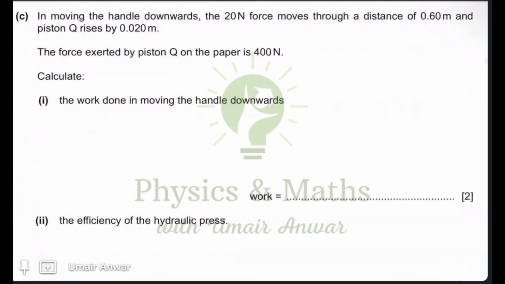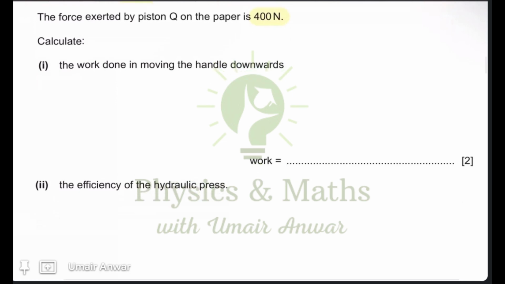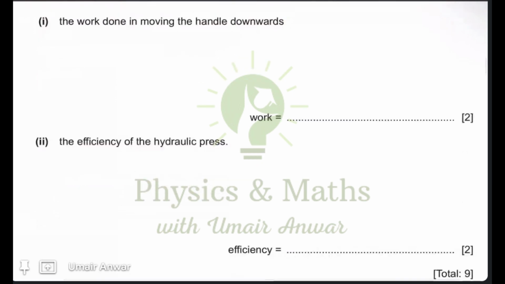In the next part, it says in moving the handle downwards, the 20 Newton force moves through a distance of 0.60 meters. So we are given the amount of force and the distance it moved. A piston Q rises by 0.020 meters. The force exerted by piston Q on the paper is 400 newtons. Calculate the work done in moving the handle downwards.